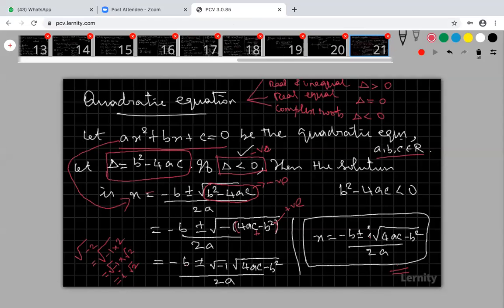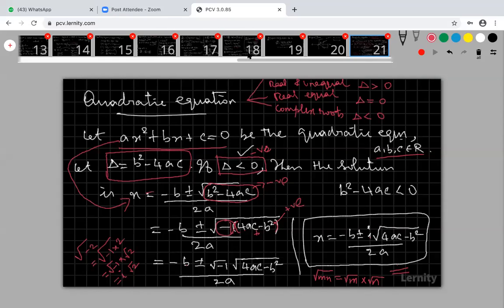In this place, I am writing this minus as minus 1. Your minus only there means we can consider it as minus 1. Minus 1 into root of 4ac minus b square. I am considering this minus as minus 1. We know that root of mn can be written as root m into root n. I am using that formula. This root of minus 1, I am writing in a separate root, and root of 4ac minus b square in a separate root.